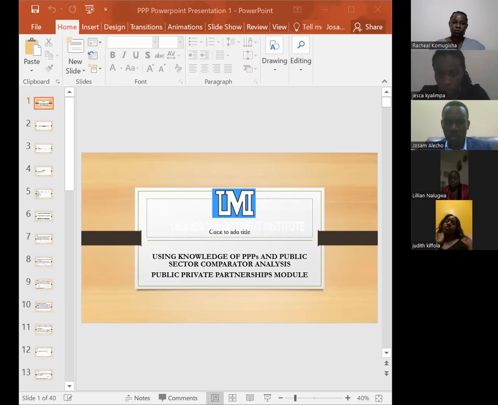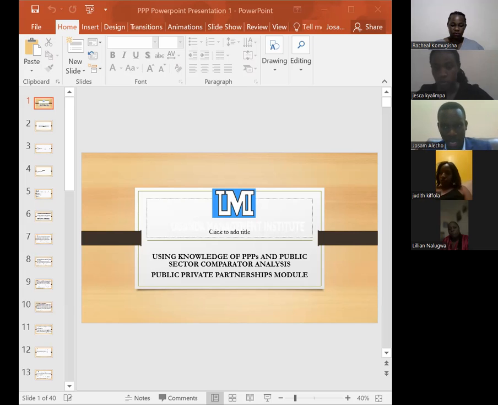Quick examples for the PPP arrangement in Uganda. One of them is Umeme, whereby the government of Uganda concessioned the electric distribution asset to a private sector player called Umeme, and that happened way back in 2005. And the partnership was for a period of 20 years. The aim is to attract private investment capital that is required to refurbish the distribution network. So that is one of the PPP arrangements we have here.